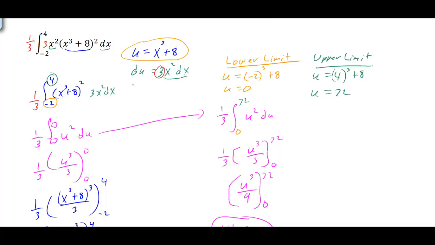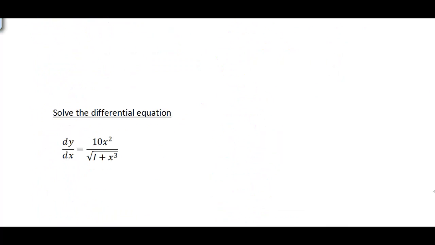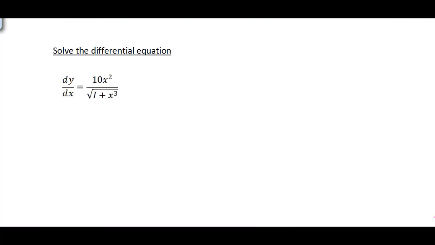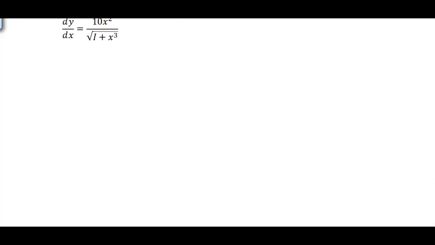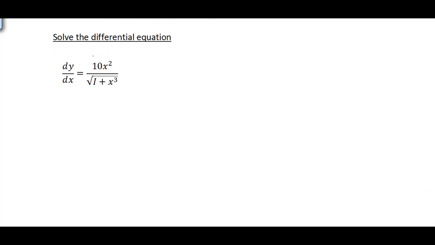Using your u substitution. All right, my next example here, just as a review, we've looked at solving differential equations before, but we haven't looked at a whole lot of these, so I want to look at another example just as a reminder. We have a differential equation, which simply means we have variables such as the derivative of y, and we have x values, so we have different variables here.